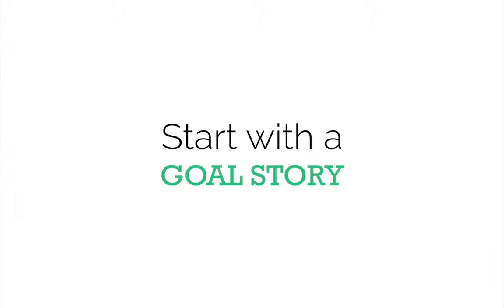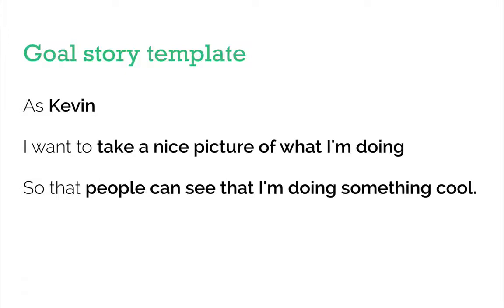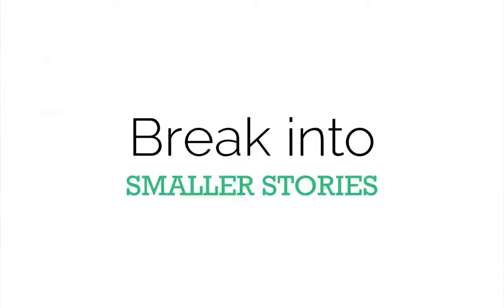The first step will be to write a goal story. And you can use this template to do that. As the user persona, I want to accomplish something so that some benefit happens. So for us, it will be, as Kevin, I want to take a nice picture of what I'm doing so that people can see that I'm doing something cool. Notice that the goal is something we found out earlier when talking to the potential users and that we put in the persona.